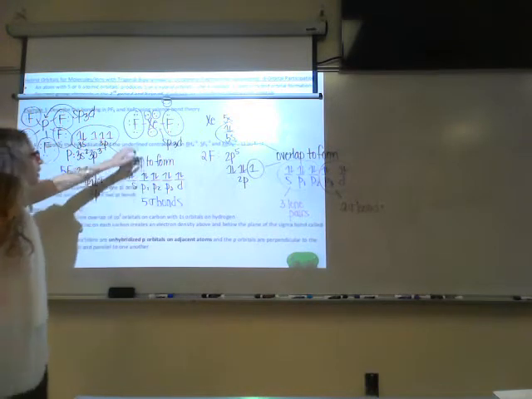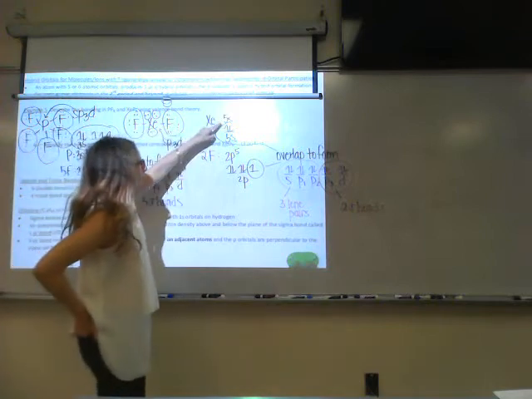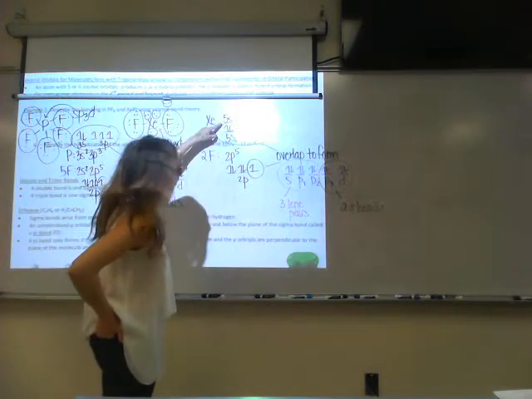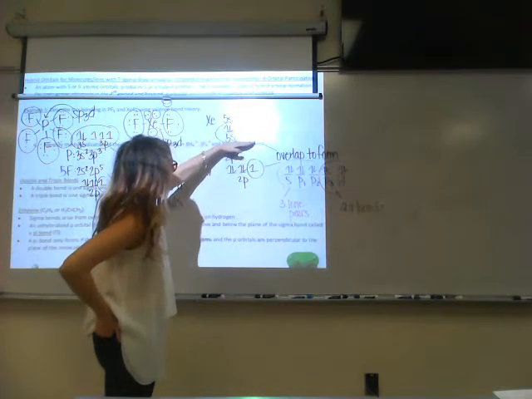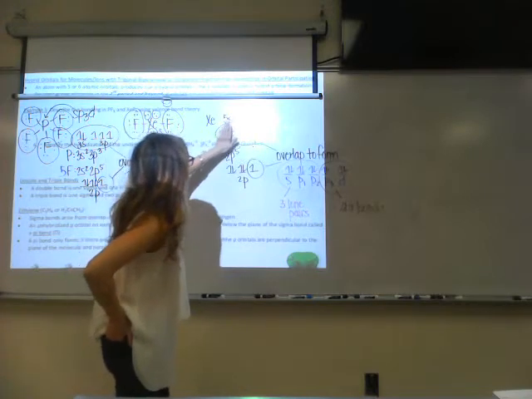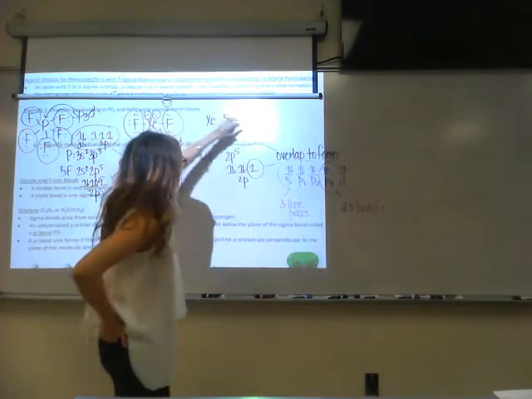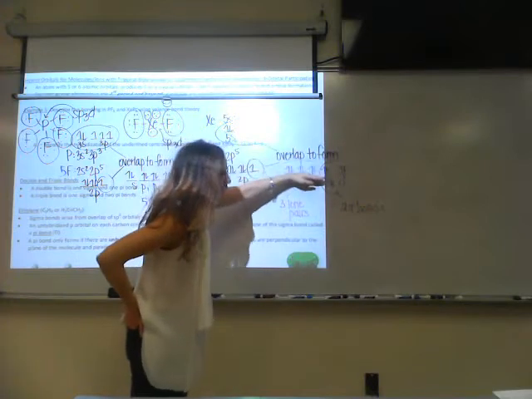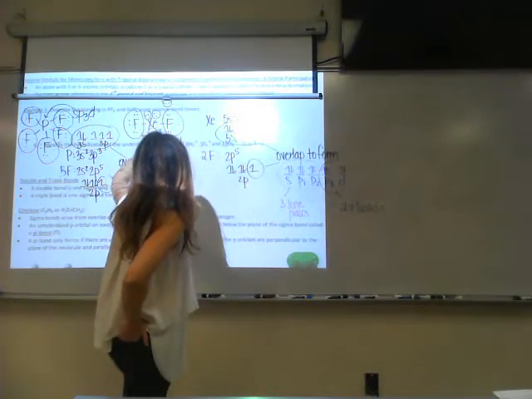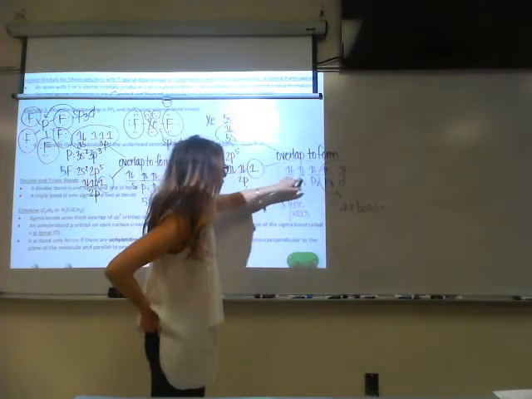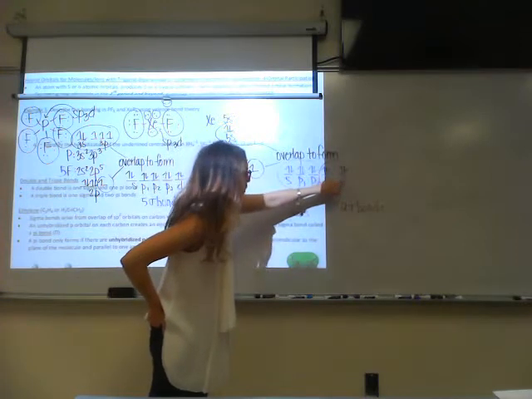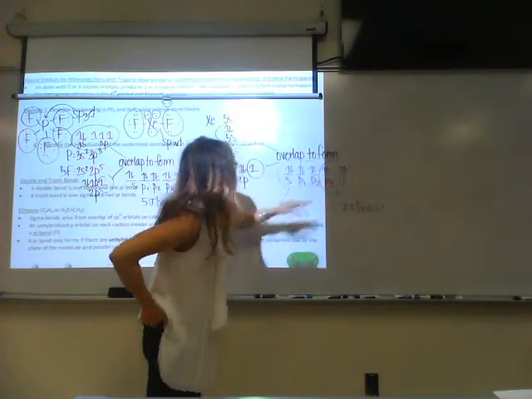Okay, so Xe is 5s2, 5p6 for the valence electrons, and its orbital diagram looks like this. Because it's the central atom, all of these electrons are going to go into the hybrid orbitals. Your Xe is sp3d, so I have this many sp3d hybrid orbitals drawn out.